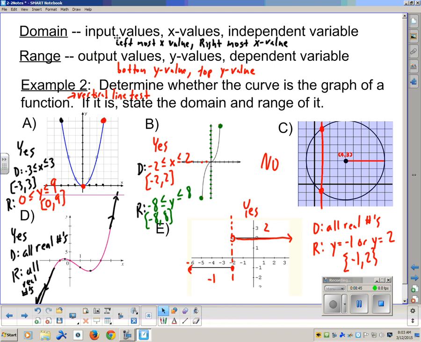So there ends up being our domain and range.